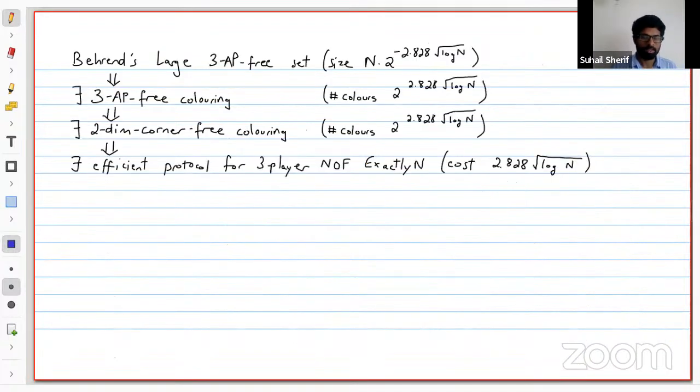Okay, so this is just a recap. We created a large 3AP-free set, and because of our relation between set size and coloring, this means that there is a 3AP-free coloring.